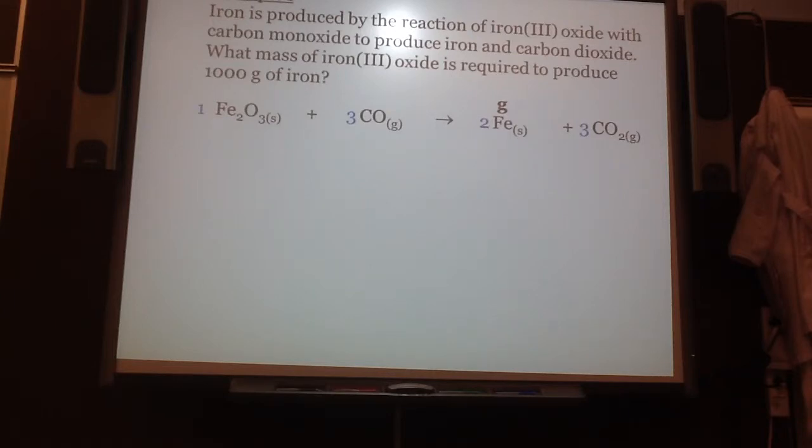So you're given information about your iron. Your given information is mass of 1,000 grams. Convert it into moles. So your molar mass is 55.85 grams per mole. Your wanted is your iron 3 oxide.